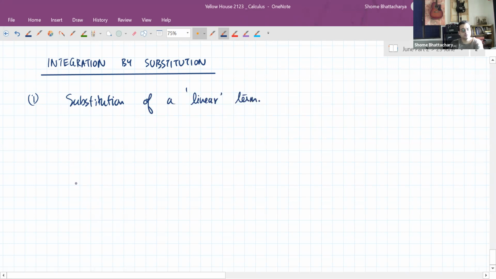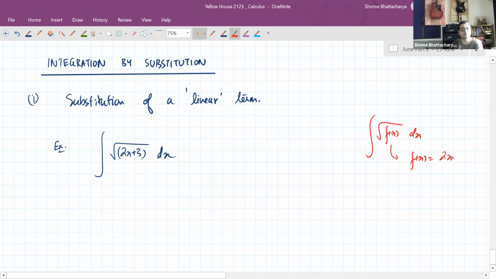Okay. So let's start this with an example. Then we generalize this. Suppose we have something like this: square root of 2x plus 3. We want to integrate this. Now we can see that this is basically an integration of this type, but where this quantity f(x) is linear. And we know that integration of root x is very simple to work out. It's 2 by 3 x to the power 3 by 2 plus c. So this is a very simple integration.